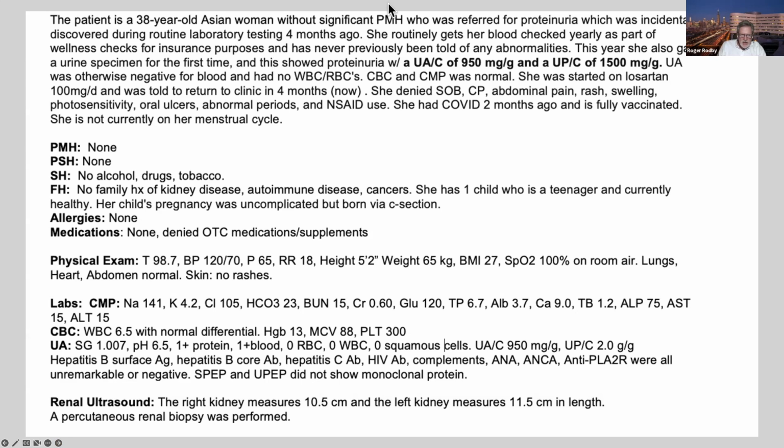Dick, what do you think she has? IgA nephropathy, I would agree. Okay. All right.